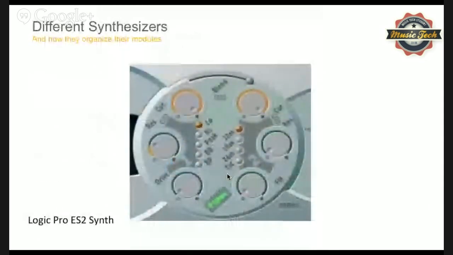Now, the Logic ES2 synth looks slightly different as well. You've got two filters on this one, filter 1 and filter 2. You've got your cutoff point up here and your resonance in the middle. You've got a bit of FM modulation, so you can change the kind of modulation of this effect. You've also got a bit of drive, which is going to push the effect up as well.